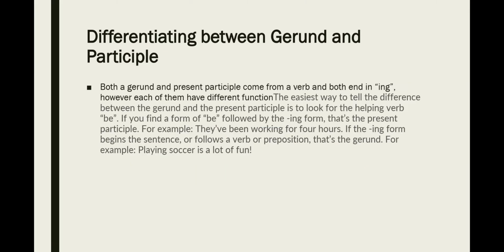Differentiating between gerund and participle is also an important subject. Both a gerund and present participle come to form a verb, and both end in ing. However, each of them have different functions. The easiest way to tell the difference between the gerund and the present participle is to look for the helping verb be. If you find a form of be followed by the ing form, that's the present participle.